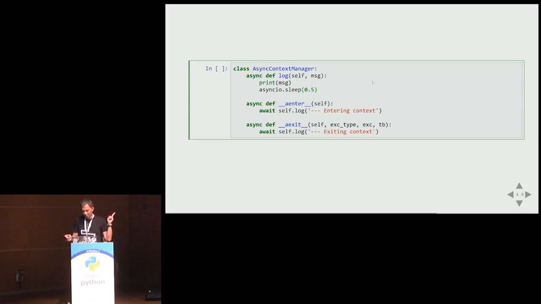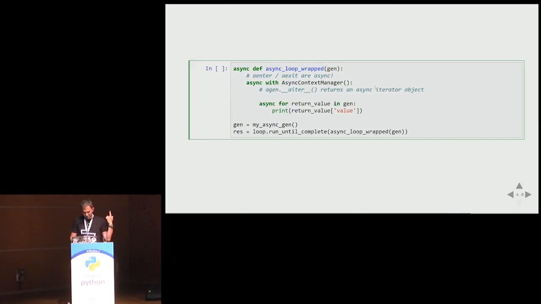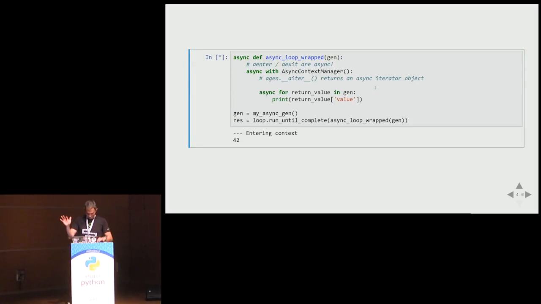Among the dunder methods I showed, there was enter and exit: context managers, async context managers. So what if you have to do some heavy lifting when you enter and exit your context manager? Easy. All right, let's execute this guy and apply it. Now it's basically code similar to the one before, but wrapped with enter and exit. We'll say, hey, entering context, leaving context. There you go. And this is all async.